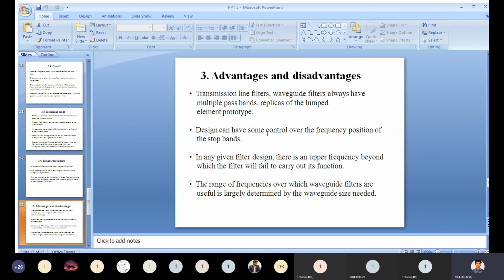The next one is advantages and disadvantages of a waveguide filter. Transmission line filters, waveguide filters always have multiple passbands. A replica of the lumped element prototype. You need to remember, lumped element means elements designed with the help of discrete components.